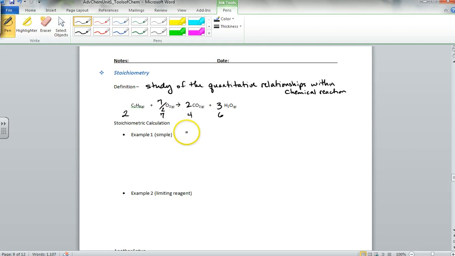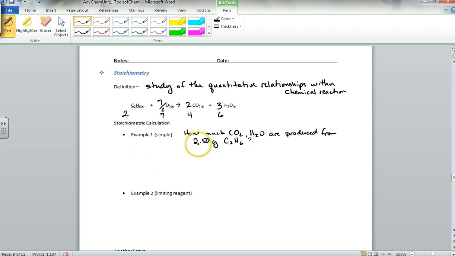So an example of a simple stoichiometry problem would be if you were given this equation, you might be asked how much CO2 and, let's go ahead and say, how much water would be produced when we have a starting amount of 2.5 grams of ethane. And again, this type of reaction here, since we're reacting with oxygen, would be referred to as a combustion reaction. So we're combusting the ethane.